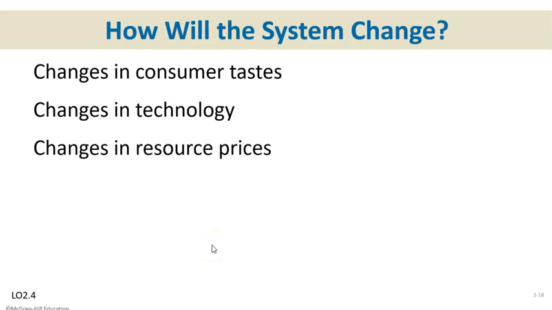The 4th question is, how will the system change? The short answer is quickly. So the market system is very dynamic. It's always adjusting, and it's going to be adjusting to things like consumer taste. So if all of a sudden a good becomes very popular, a lot of businesses are going to start producing it. The next one is changes in technology. If there's a new method of production, then the businesses are going to look, is this technique better than the other techniques that I was using?